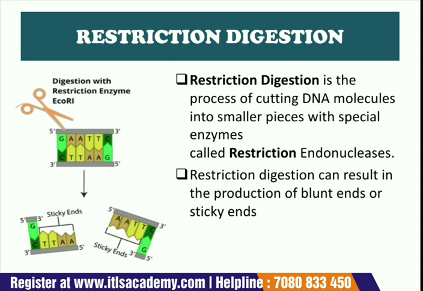Restriction digestion can result in the production of blunt ends or sticky ends. After restriction digestion, two types of ends can be generated depending on the type of restriction enzyme used. It can be either blunt ended, in which the ends of the DNA molecules end with a base pair, or sticky ended, in which the DNA molecule ends with a nucleotide overhang.